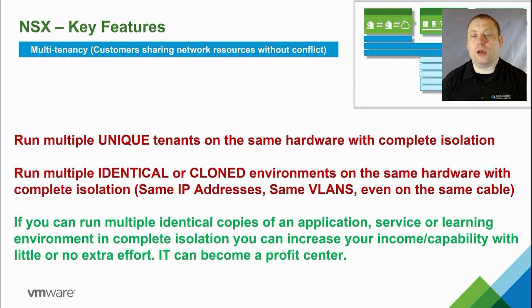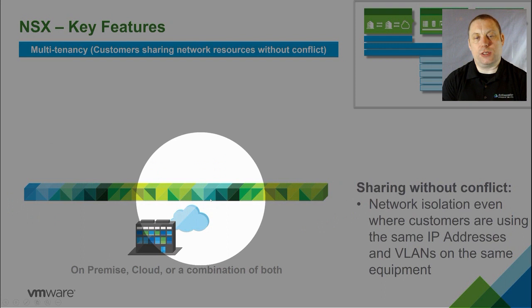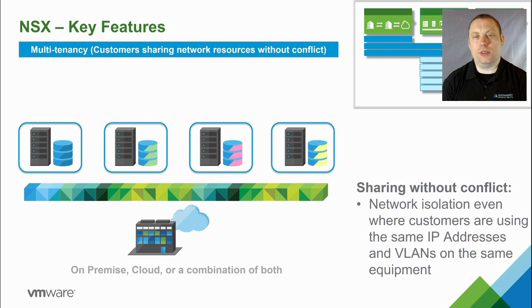So an example of that would be, we've got a single on-premise or cloud data center. We paint this thin layer of NSX over the top to give us this abstraction. And I can now run multiple identical environments or multiple environments for different customers on the same physical hardware or same equipment without them conflicting with each other. So particularly useful for service providers or environments where different departments would have got their own budgets and bought their own equipment and treated them like silos.